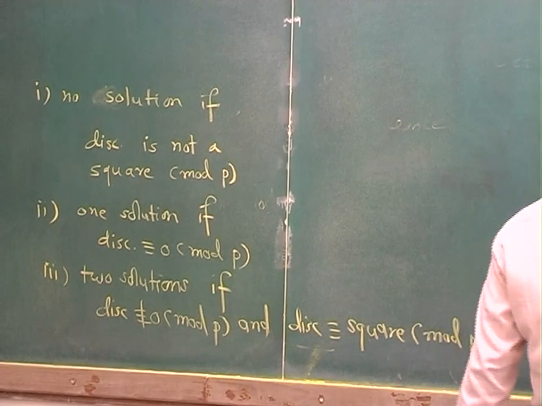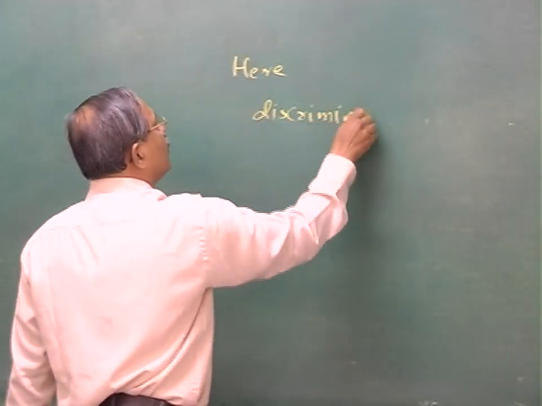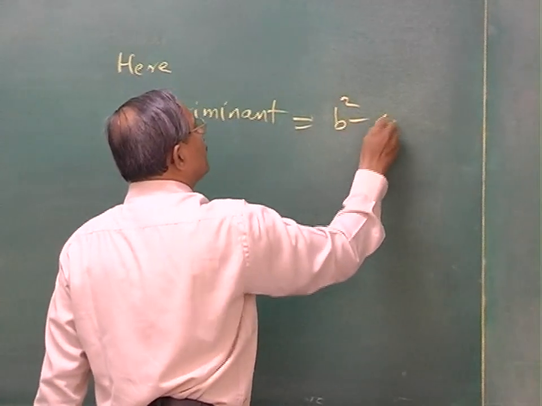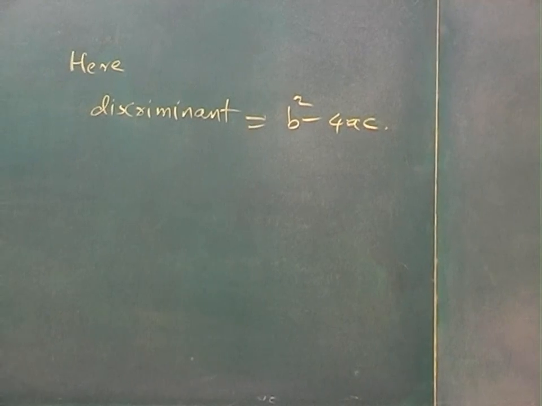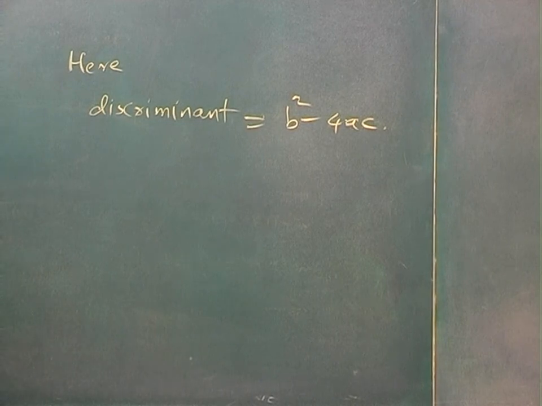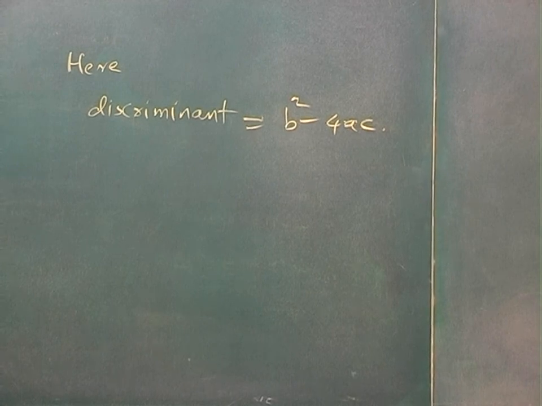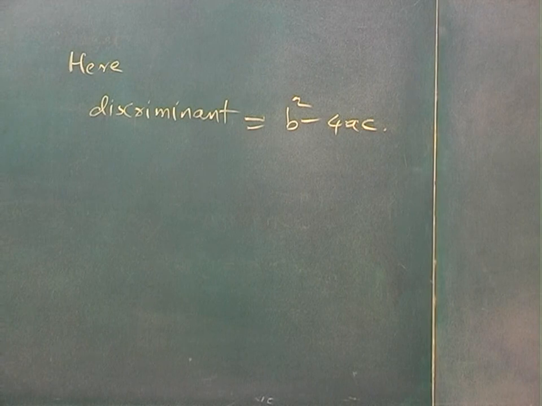So here, let me just make it clear, discriminant equal to b square minus 4ac. B square minus 4ac is called the discriminant of the quadratic equation. Everything depends on this. If it is not a square, then there is no solution. If it is square but it is 0 mod p, then only one solution. If it is non-zero mod p and it is a square of an integer mod p, then there are two solutions. Now this is exactly like what we have studied for a quadratic equation with real coefficients.